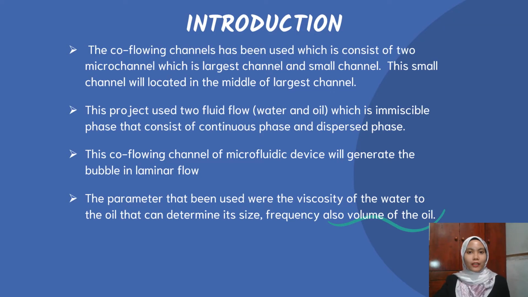In this project, the co-flowing channel geometry has been used to achieve the objective. These co-flowing channels consist of two microchannels, which are a largest channel and a small channel. The small channel will be located in the middle of the largest channel. The project uses two fluid flows, which are water and oil. Water and oil are chosen because they are immiscible phases. The water will act as the continuous phase and the oil will act as the dispersed phase.